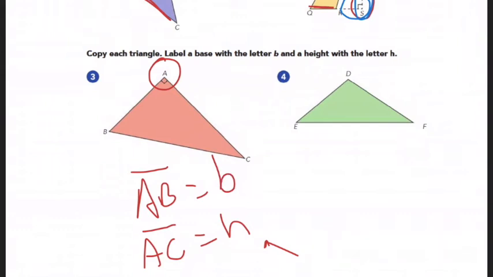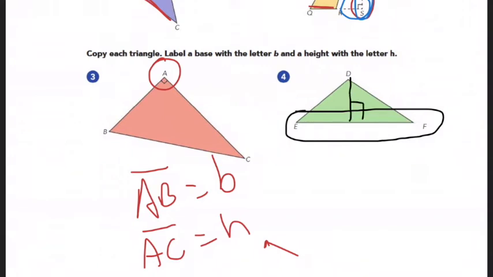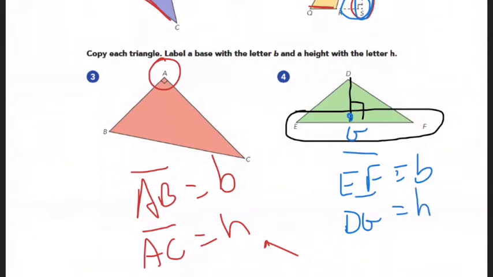All right, next one, number 4. What I would do, real easy, is take EF here and make that the base, and then for the height I would go straight down right here. So I make a right angle. So EF equals the base, and for the height, you should put a letter here. So I'll put G. So line segment DG is the height.